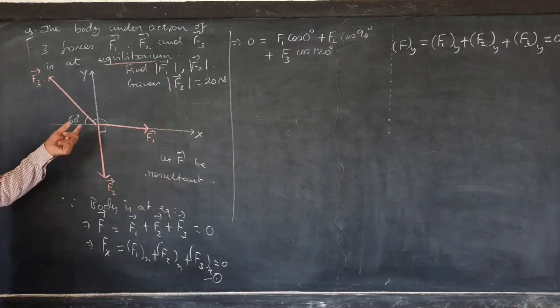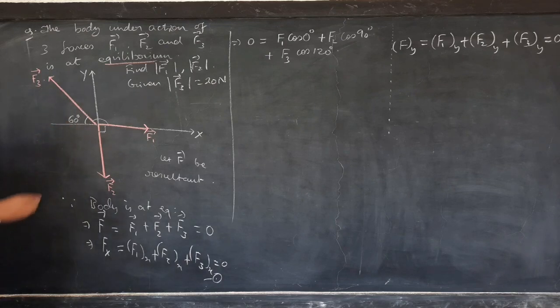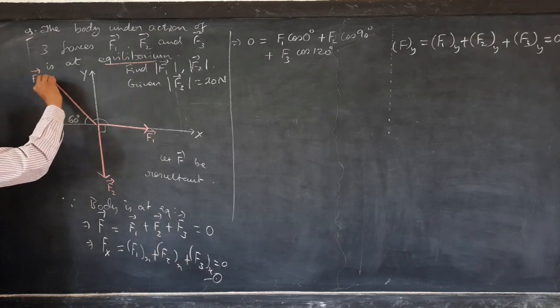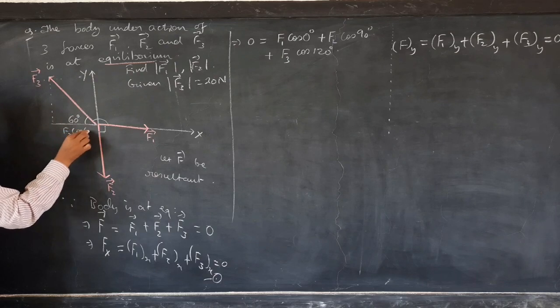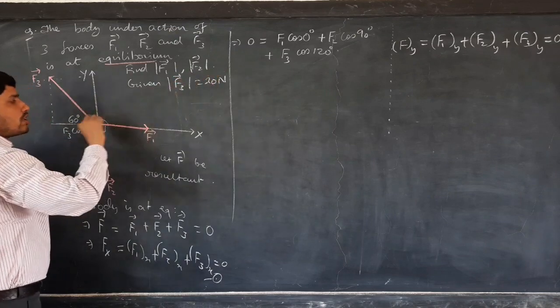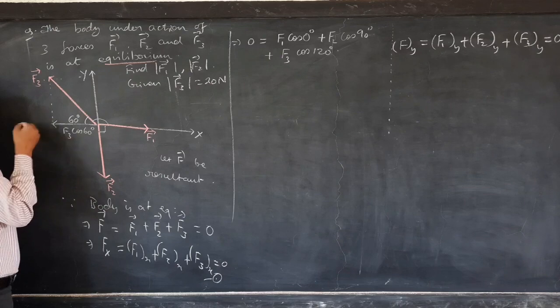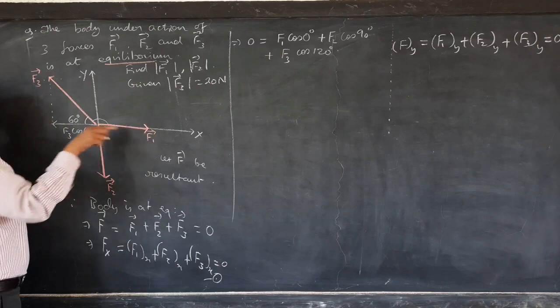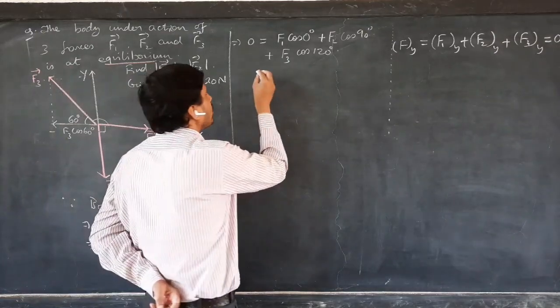You could have straight away written this component as minus F3 cos 60. If you see carefully, this F3 can be resolved. This component will be F3 times cos 60. Instead of writing F3 cos 120, you can also write F3 cos 60 in this direction. But we want component in that direction, so we'll put a negative sign, minus F3 cos 60. Anyway, either way you can solve it.